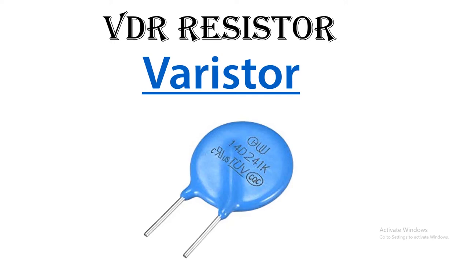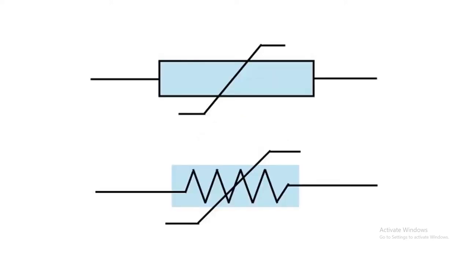When the voltage becomes high, the resistance of this resistor becomes low. It will make a short circuit to save our circuits from the high voltage. This resistor allows the extra voltage to pass through its body. We are using this resistor in parallel in the circuit. This is the symbol of the VDR, voltage dependent resistor.